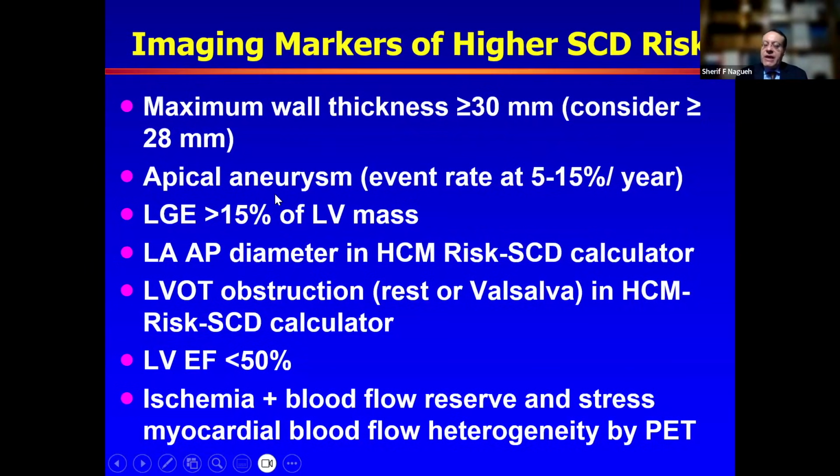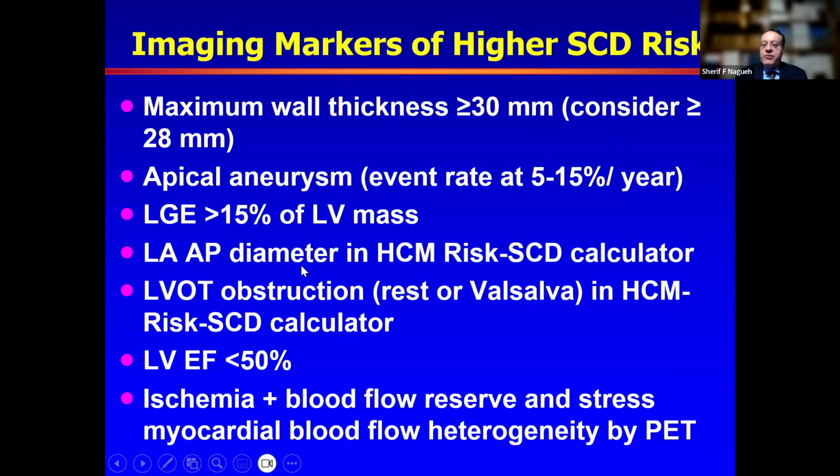Apical aneurysms and event rates of sudden death, fatal ventricular arrhythmias occur at 5 to 15% per year, so a pretty high rate. The presence of late gadolinium enhancement that is more than 15% of left ventricular mass is associated with worse outcomes. At the present time, it doesn't have the same standing as the first two bullet points, but it can modify the recommendation when considered with other findings. And we'll touch base on that shortly.